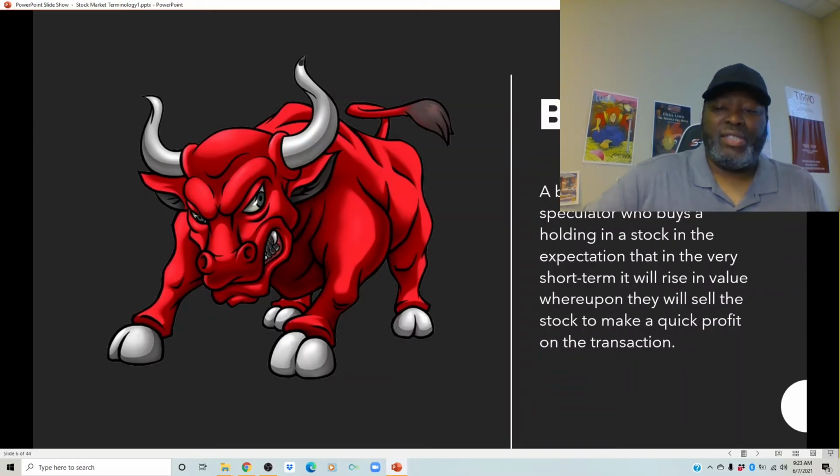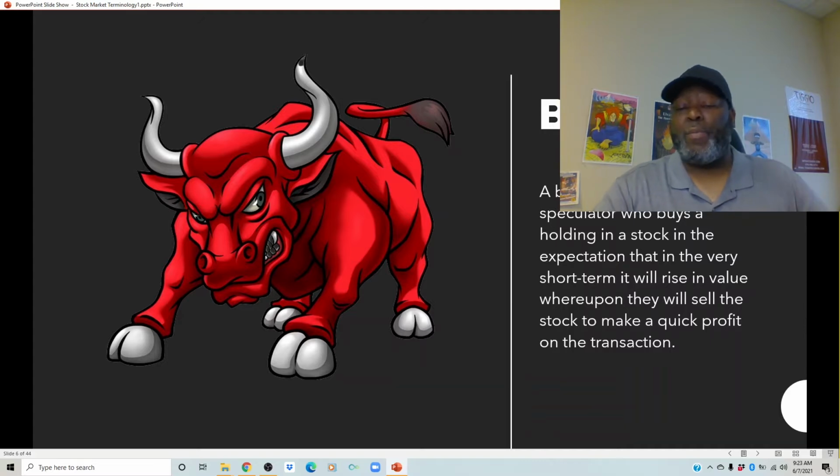All right, let's talk about bull. Bull or bullish is basically a stock market speculator who buys a holding in a stock in the expectation that in the very short term it will rise in value, whereupon they will sell the stock to make a quick profit on the transaction. So if you hear a person say I'm bullish, that means that they think the stock is going to go up. They're going to put their hard-earned money in that stock, and hopefully they're going to make a profit.